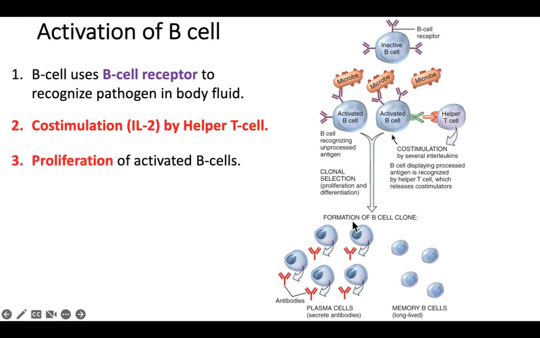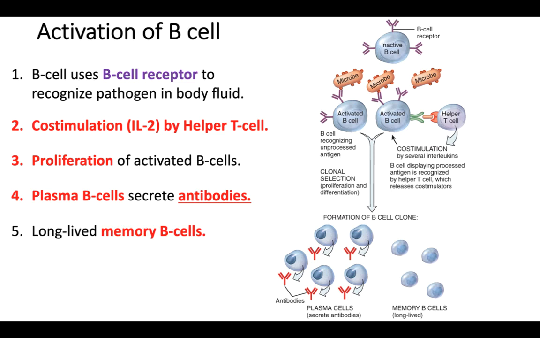And then you're going to get proliferation. So these B cells are going to clone themselves and replicate and become plasma B cells. Plasma B cells are going to secrete antibodies into your body fluids. All right. And these antibodies are then going to go look for the antigen. And we'll talk about how they help get rid of the antigen in a little bit. We're also going to produce longer-lived memory B cells. So now you're going to have these guys ready to go upon second exposure.